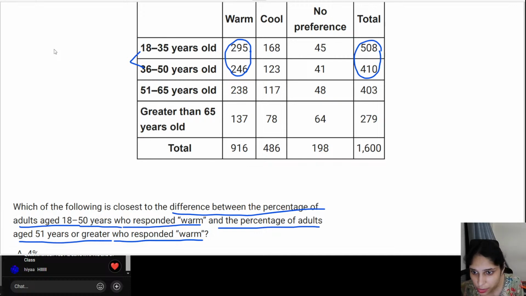And now 51 years or greater, because 18 to 50 is 18 to 35 plus 36 to 50. Warm are 295 plus 246. Total 18 to 50 people are 508 plus 410. 51 years or greater, so it has to be both of them again. 51 to 65, greater than 65. So these are warm, these are total.